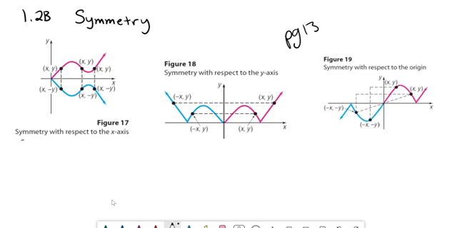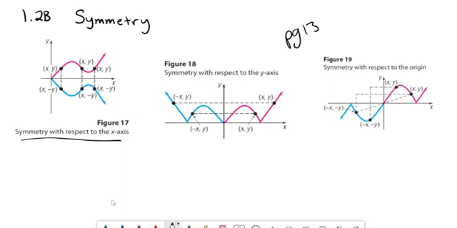So first, we're going to talk about symmetry with respect to the x-axis. You should have learned about symmetry in geometry. Basically, if I took this graph and folded right here along the x-axis, you would see that the two portions of the graph, the pink portion and the blue portion, would land right on top of each other. So we would say that this first graph is symmetric with respect to the x-axis. That's where the symmetry is coming from.